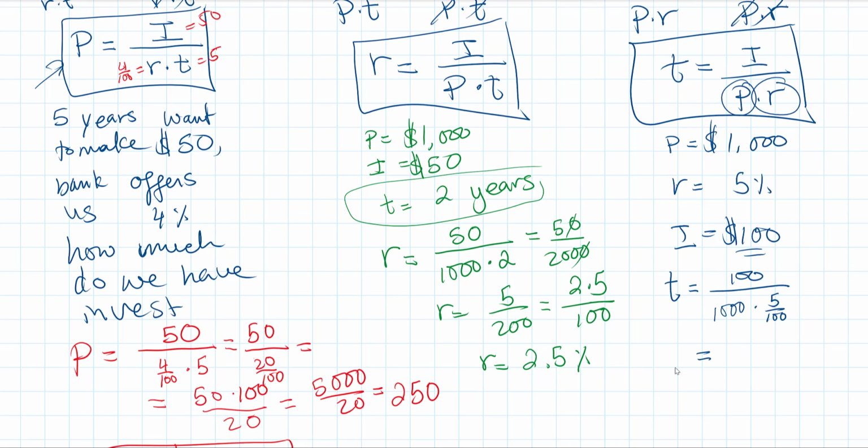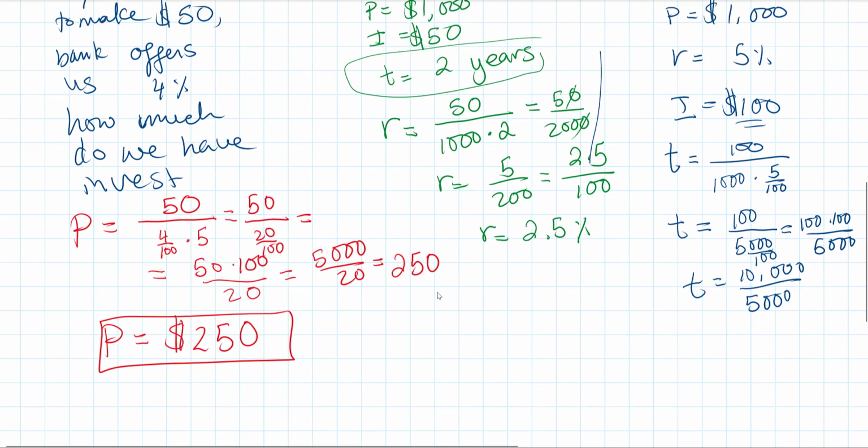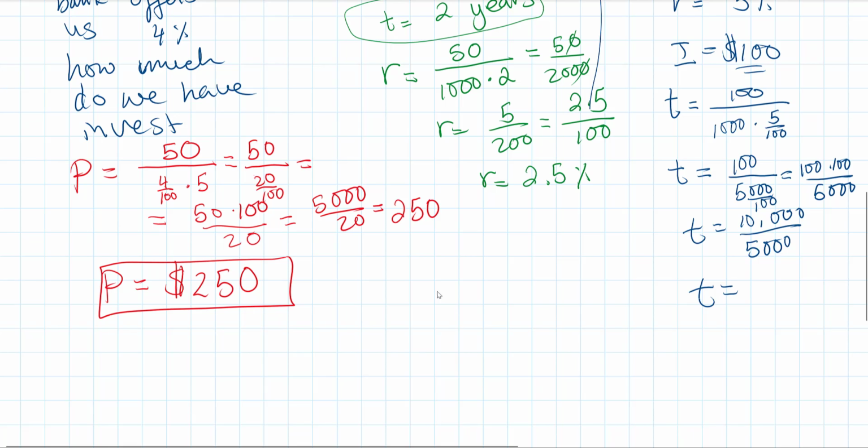Okay, let's simplify as usual. So T equals 100 divided by 5,000 divided by 100. And this equals, we flip it over, right? We have 100 times 100 divided by 5,000. Or T equals 100 times 100 is just 10,000, divided by 5,000. And we find that we get T equals 10,000 divided by 5,000, just 2. So T equals 2 years.